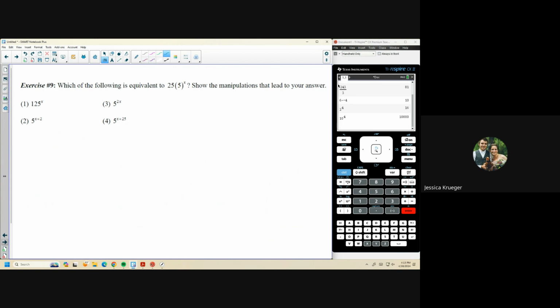Which of the following is equivalent to this? So go ahead and take a minute and see if you can figure exercise 9 out. So go ahead and pause.